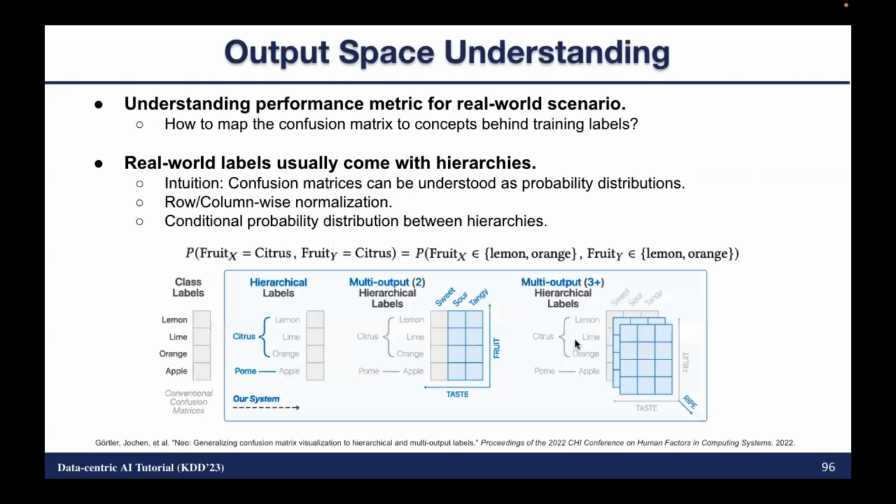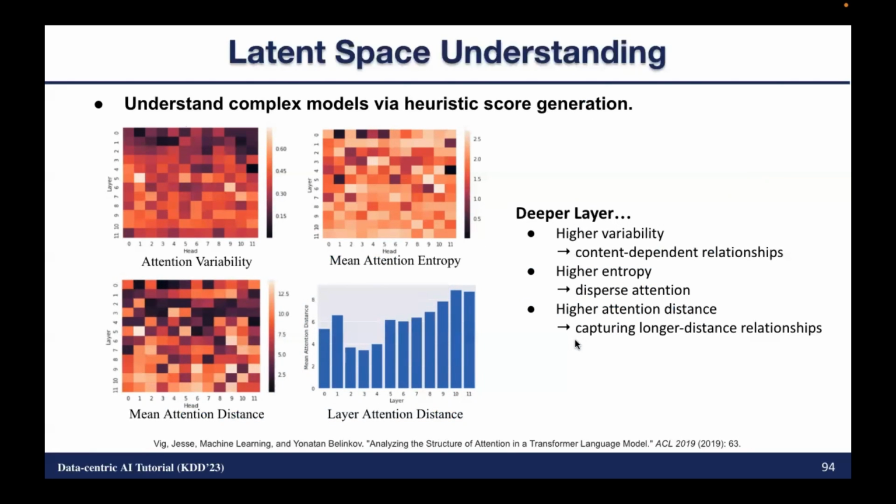And the third one is that whenever we have a deeper layer, we are usually able to identify higher attention distance, as you can see here. Higher attention distance means the deeper layer is able to capture longer distance relationships, meaning they are able to find relationships between 2 tokens that are far from each other. So that's basically about the latent space understanding.